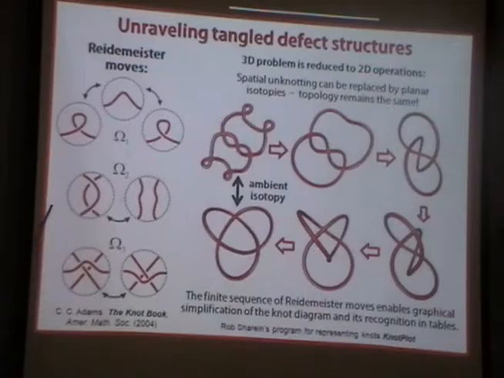Such images you can find in tables or in books, and thereby you can recognize which kind of knot you have in your system. And of course, in this case what changes is only geometry, but the topology stays the same because you're not cutting or reconnecting the loop in the sequence.